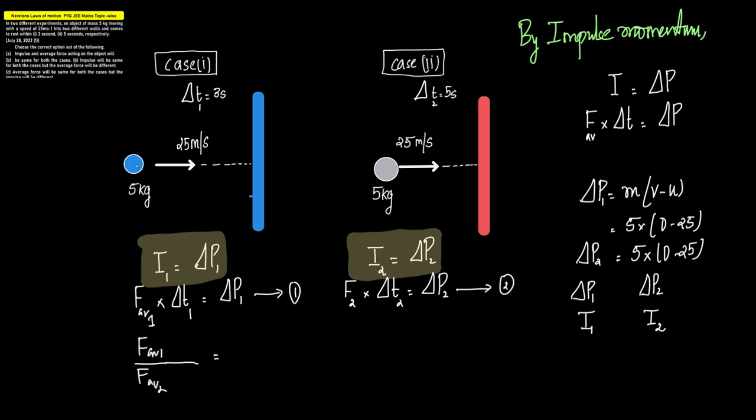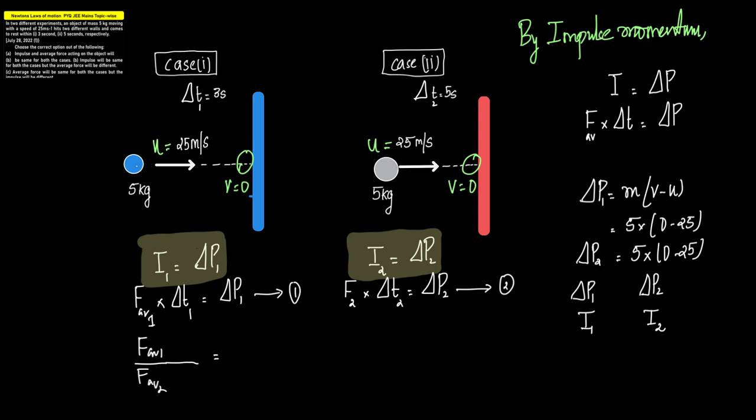Now according to the question, it comes to rest. Therefore, the final velocity should be equal to 0, which means the object, when it comes here, comes to rest, so the final velocity is equal to 0. And in both cases, the initial velocity is 25 meter per second.